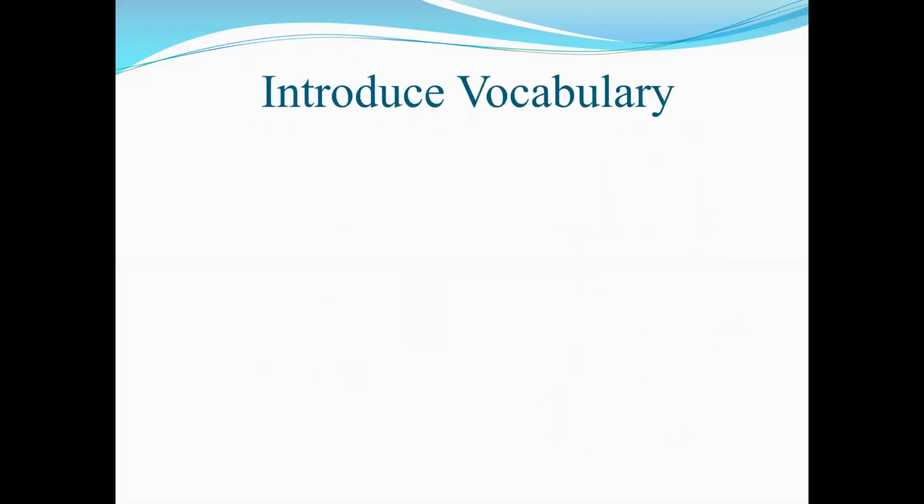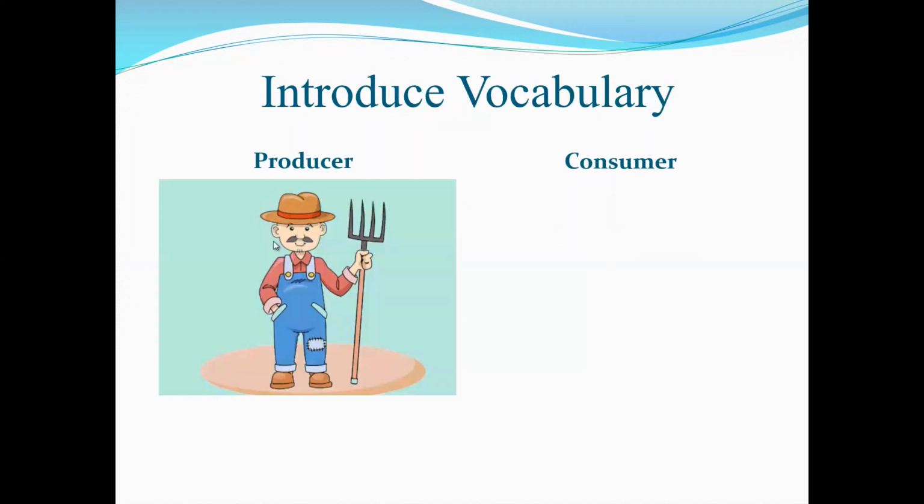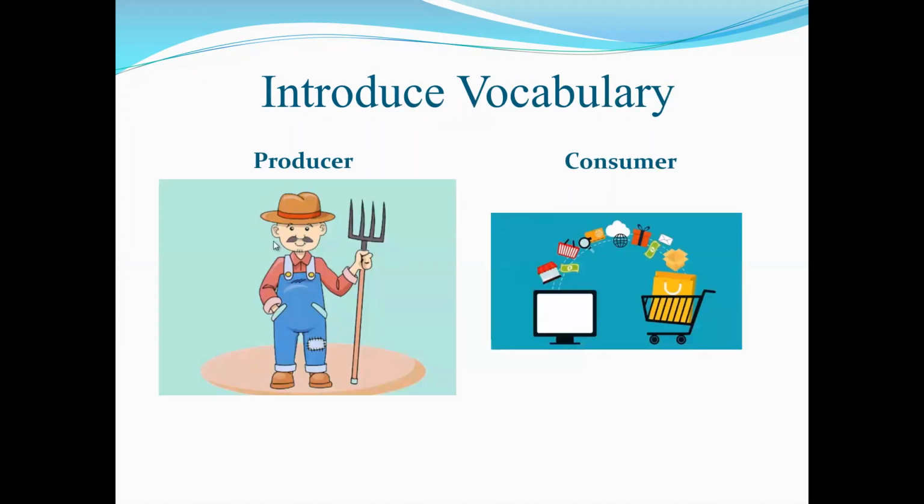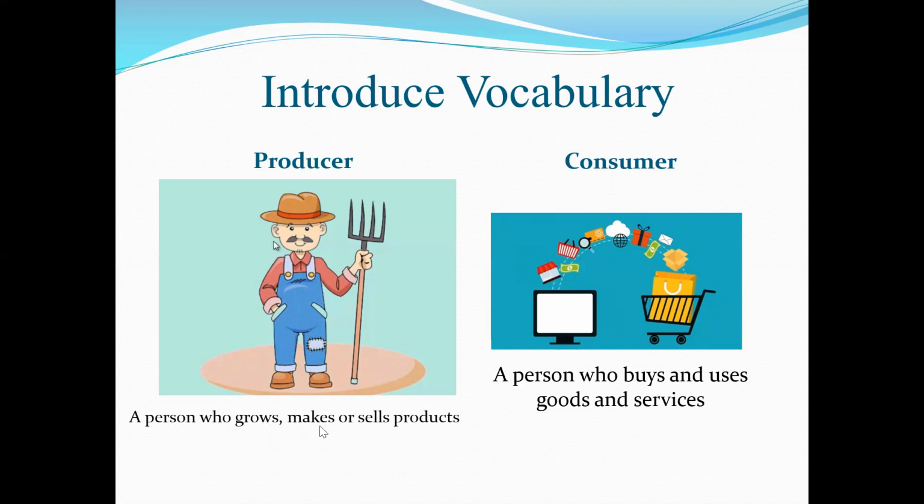The vocabulary can be broadly divided into two, which is producer and consumer. Okay, let me show you the pictures. That's a producer and here's a consumer. Now, what is the difference between these two pictures? Here you see someone who is a person who grows, makes or sells products. And here, this is a consumer, a person who buys and uses goods and services. See, you see a shopping trolley, correct? So the one who buys is a consumer. The one who grows, makes or sells is a producer.